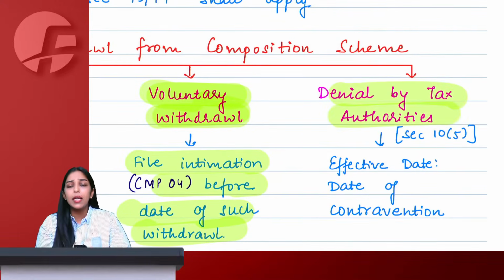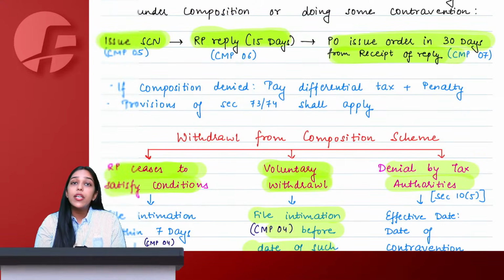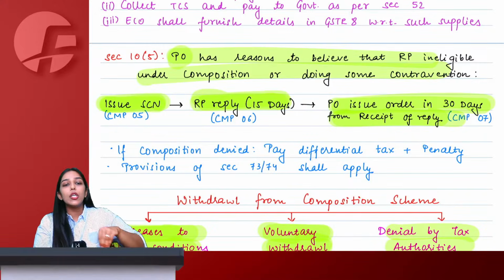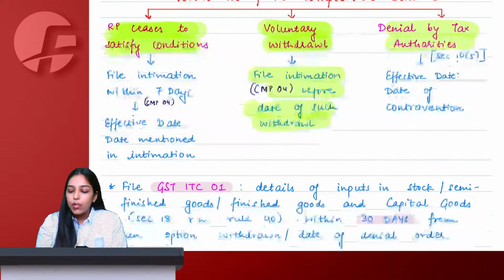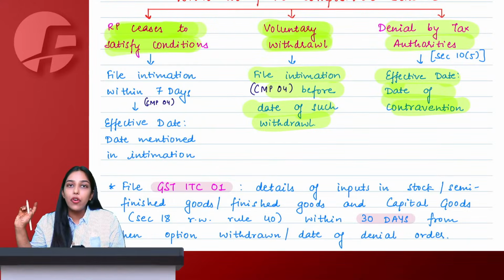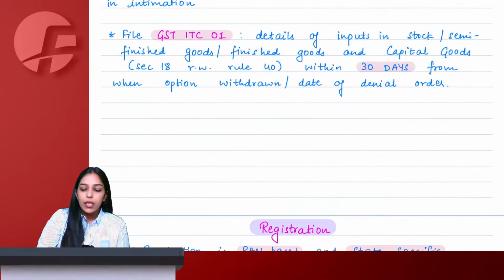And the last point is denial by tax authorities. You were registered, you wanted to be a composition person, but the proper officer is kicking you out of the composition scheme. Then whatever date he mentions as your date of contravention according to the order, from that date you will be kicked out of the composition scheme, and now you become a regular person, right?